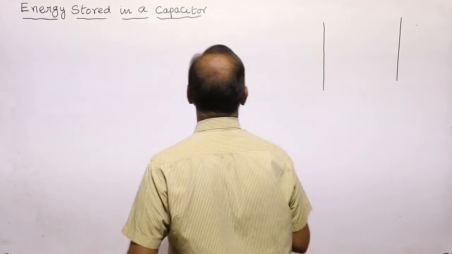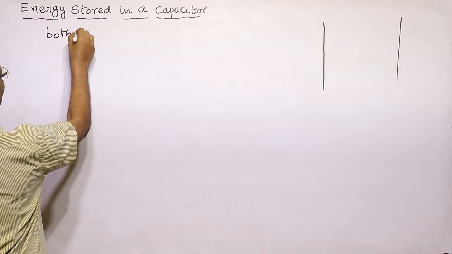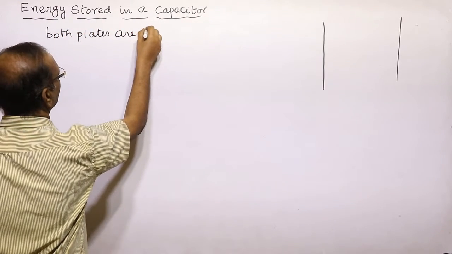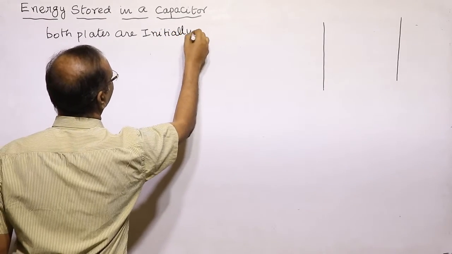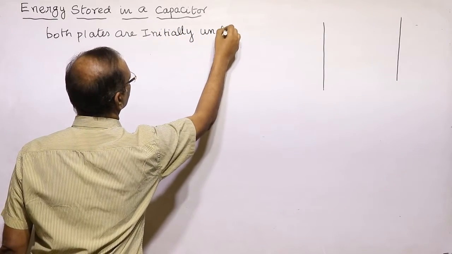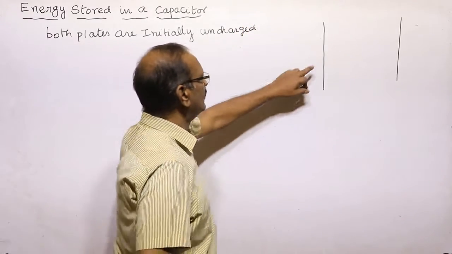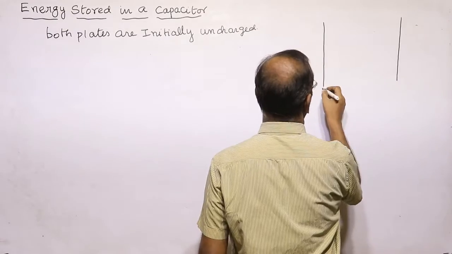Both plates are initially uncharged. Uncharged means it will have an equal number of positive and negative charges. This plate will also have an equal number of positive and negative charges.